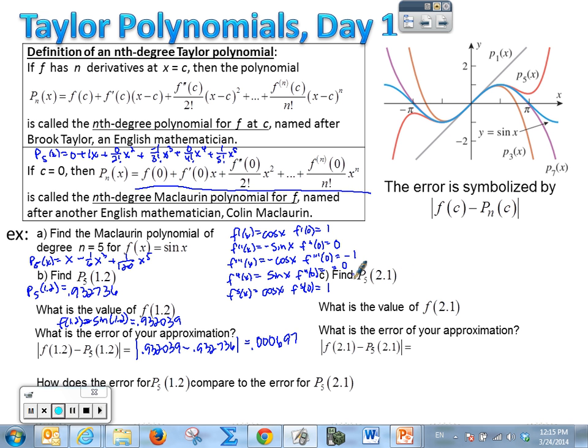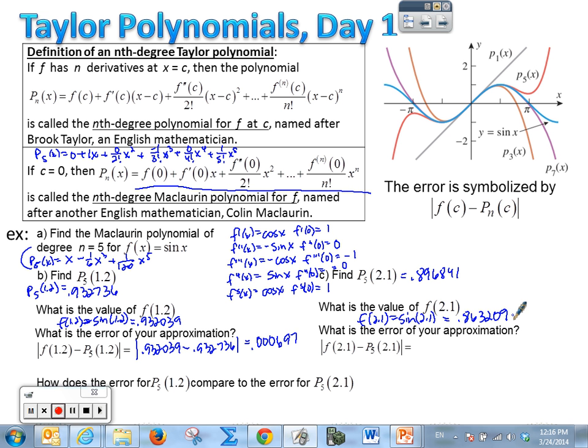So we would put the 2.1 into our polynomial right here, and we get 0.896841. And then we actually find the real value, f of 2.1, which is sine of 2.1, and we get 0.863209. And we use the same technique to find the error.